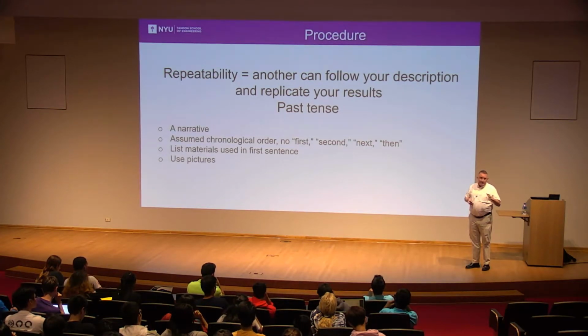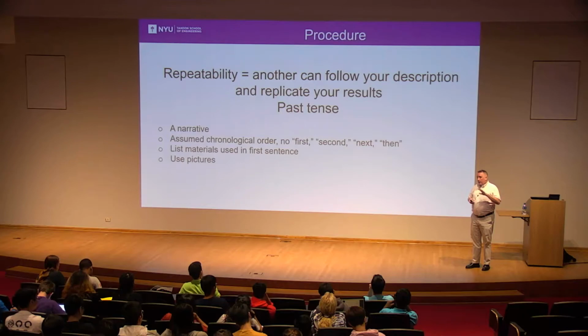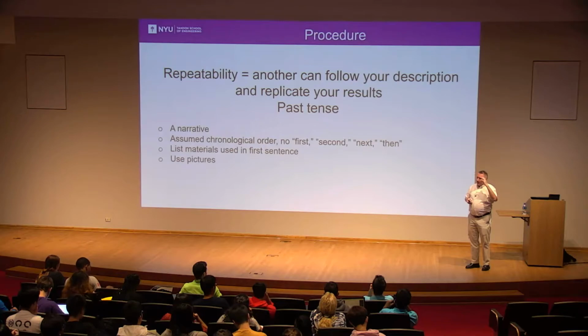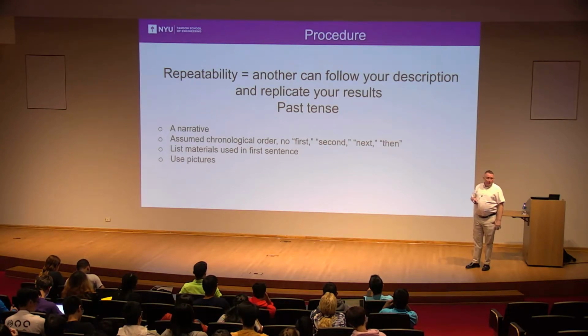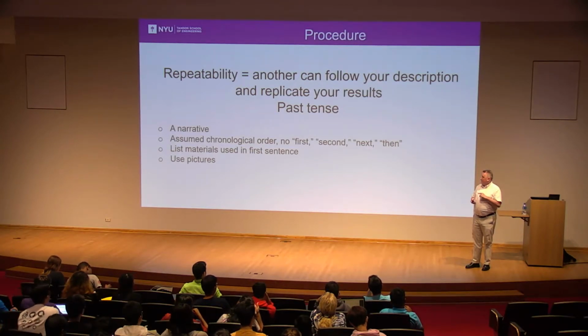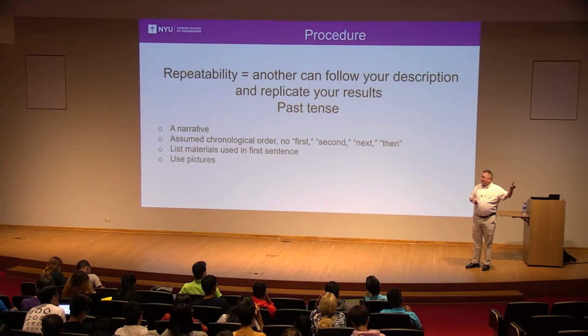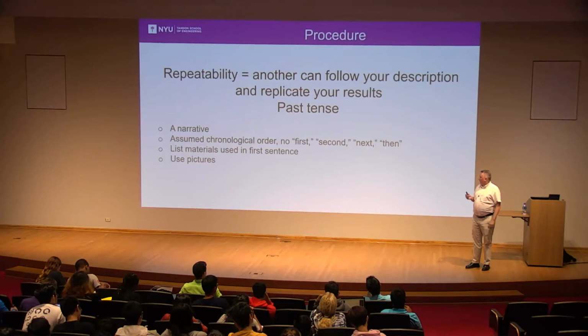And I have to tell you, it's just much easier to understand a procedure section if there are pictures in it. If all you have is text, I'm left thinking, I think I know what this looks like, I'm kind of imagining what this is, but I'm not really getting it. So pictures are a tremendous help in this section. It's assumed to be written in chronological order, so there should be no first, second, third, next, then. You list the materials that you use in the first sentence of this section: the materials used were, then list them. And again, use pictures.